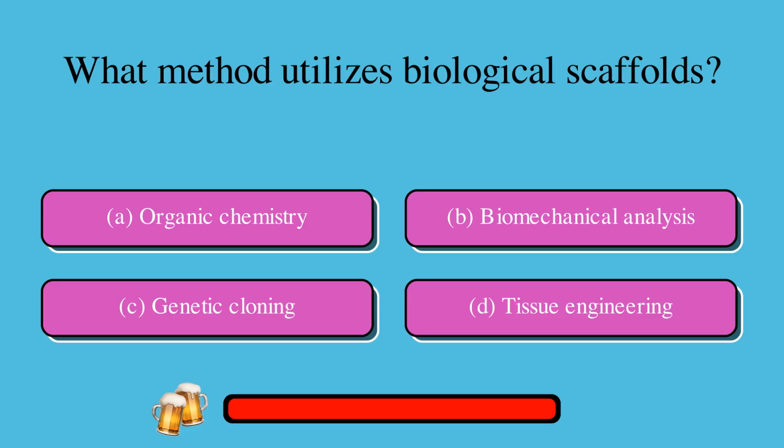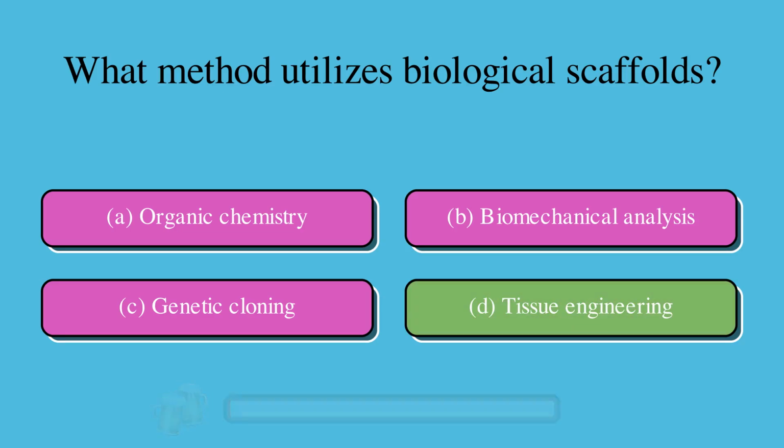What method utilizes biological scaffolds? A. Organic chemistry, or B. Biomechanical analysis, or C. Genetic cloning, or D. Tissue engineering? The correct answer is D. Tissue engineering.